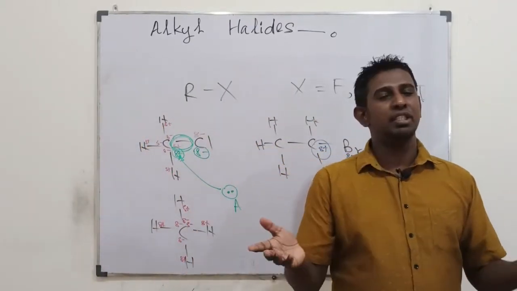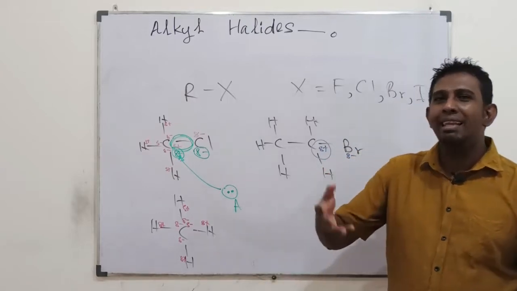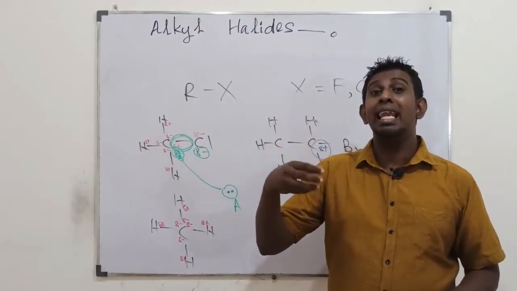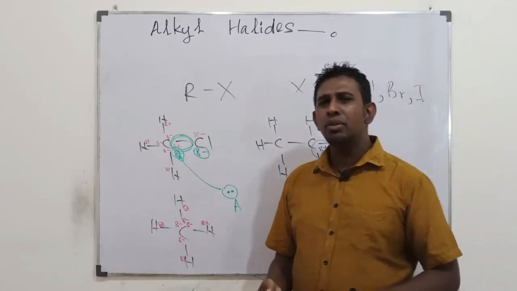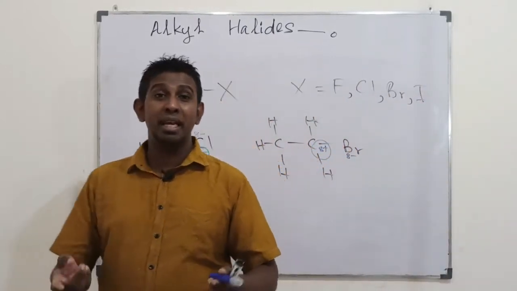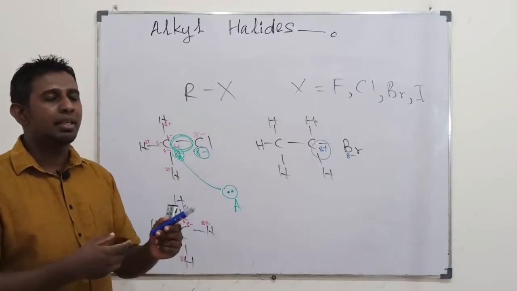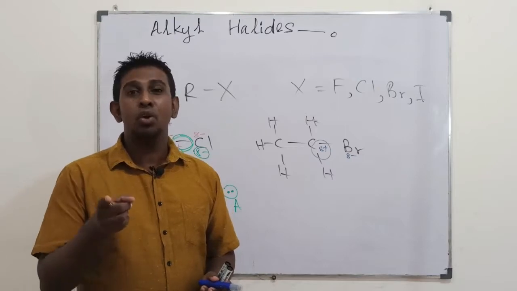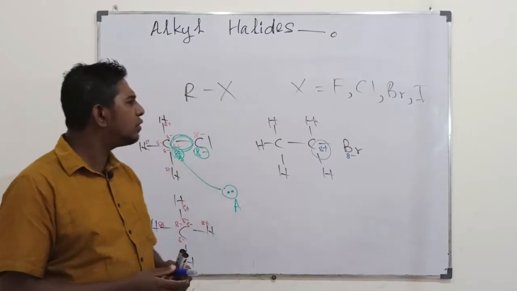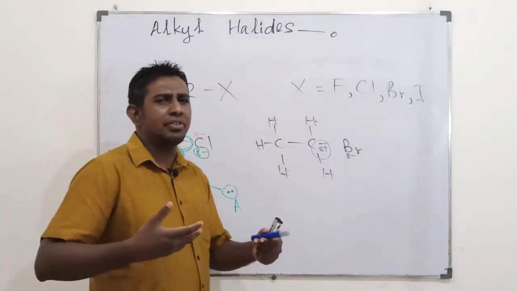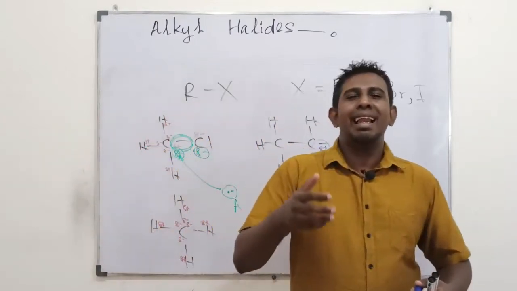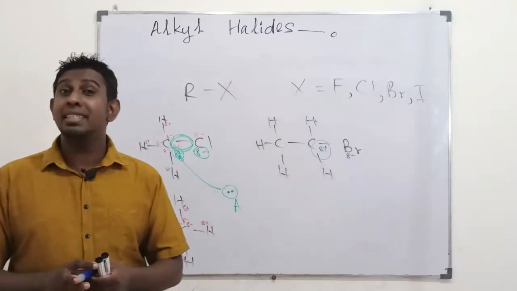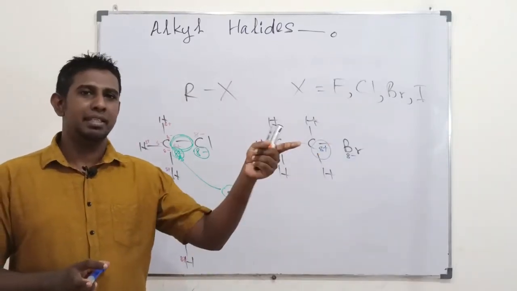Another important feature, character of these halogens is they could leave as X minus, halide ions. So they could let others come and get attached and leave as X minus. They are good at that. So we call them good leaving groups. Then students, the reactivity of these alkyl halides basically depends on the halogen atom's leaving ability.